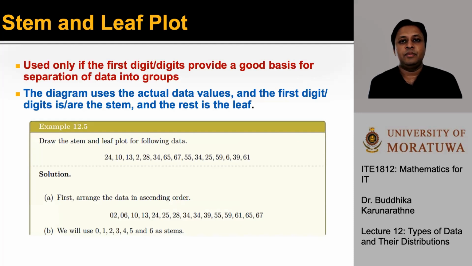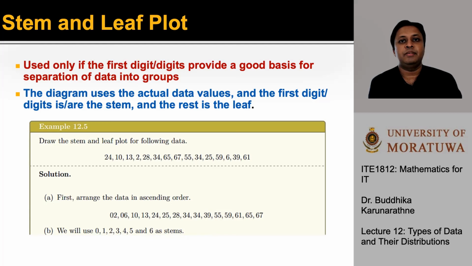The next graphical representation is the stem and leaf plot. This is a special case. It is only used if the first digit provides a good basis for separation of the data into groups. The diagram uses the actual data values, and the first digit would be the stem, and the rest of the digits would form the leaf. So this is how we draw the stem and leaf plot.